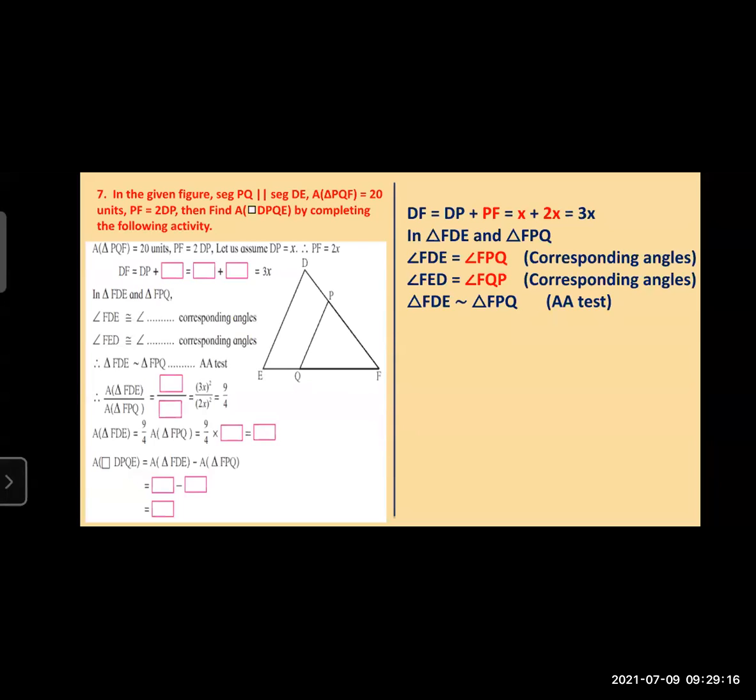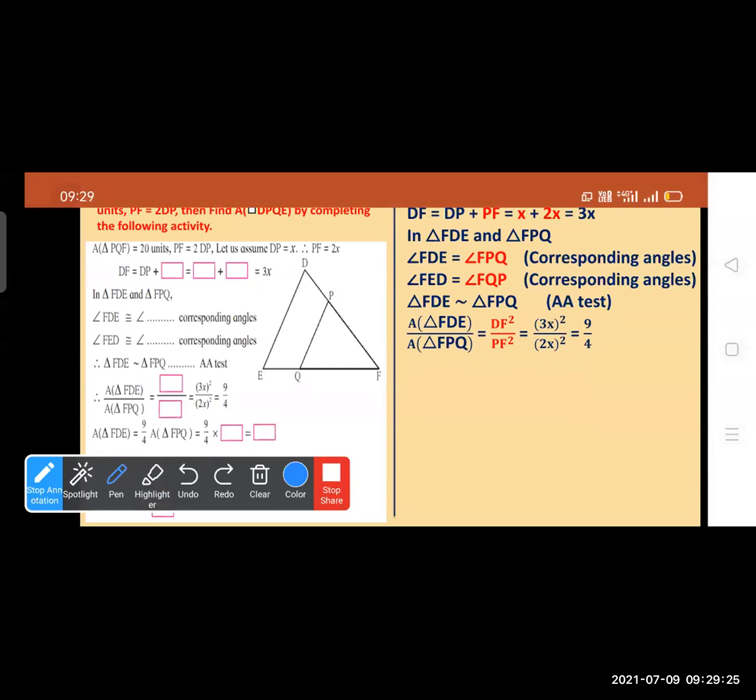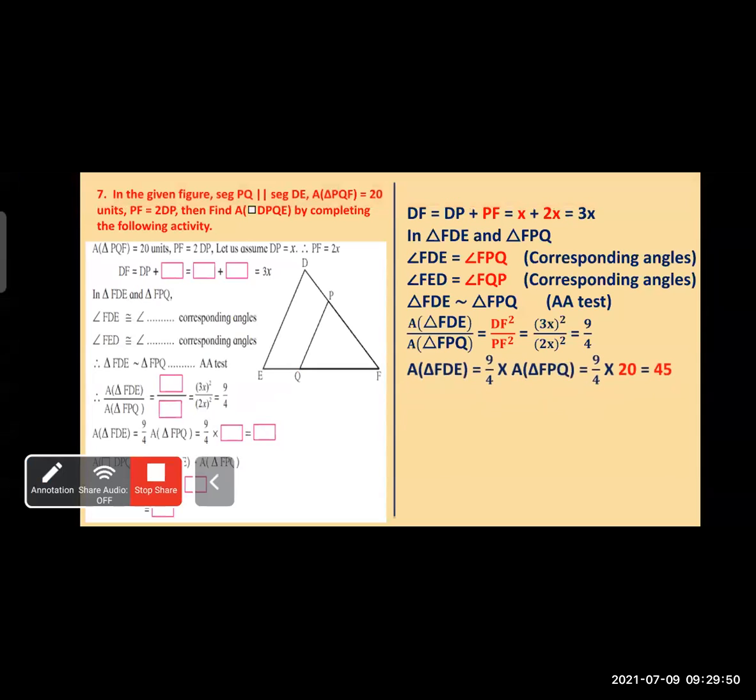Now the ratio of the area of triangle FDE to the area of triangle FPQ is equal to the ratio of the squares of their corresponding sides. DF square is to PF square. So DF is 3x square and PF is 2x square. 3 square is 9 and x square is x square; 2 square is 4 and x square. So x square cancels, and we get 9 by 4.